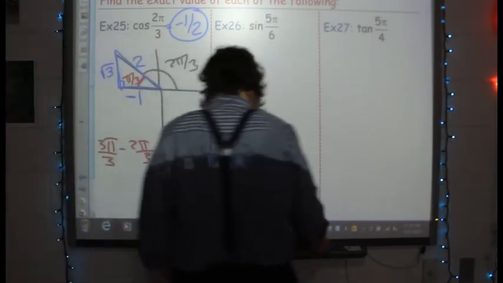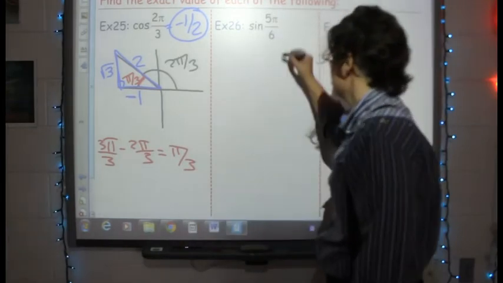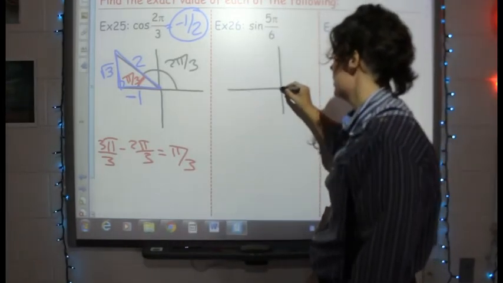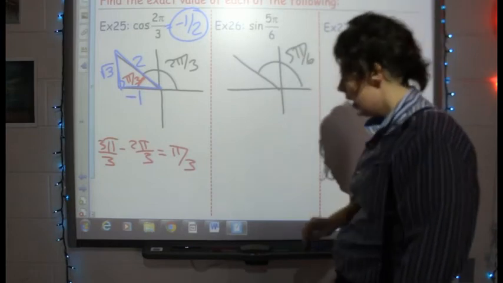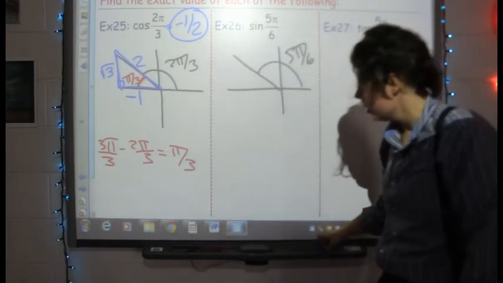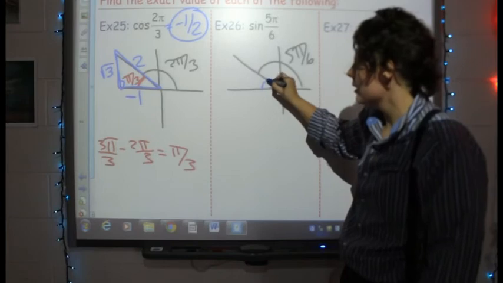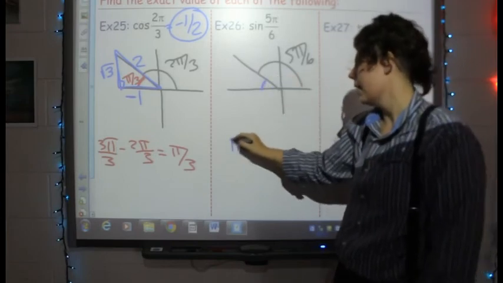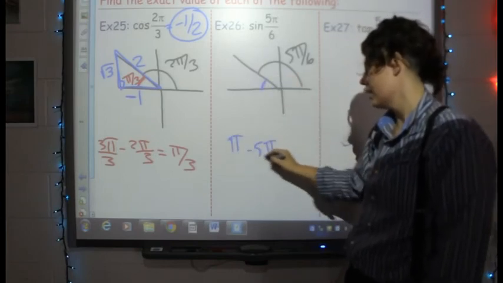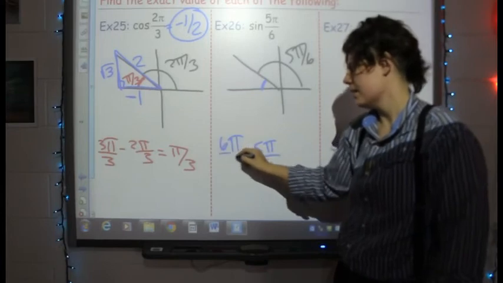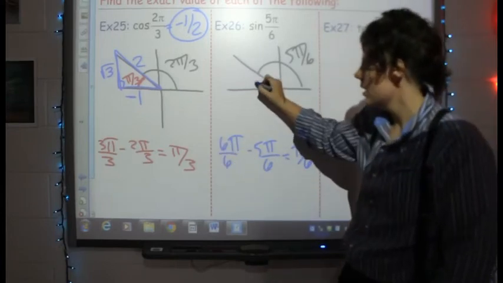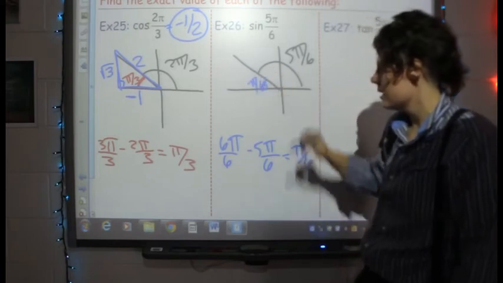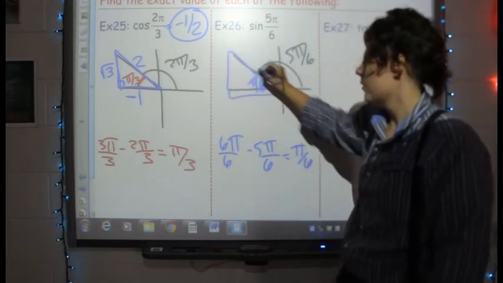Number 26 is also in the second quadrant. So here we are with 5 pi over 6. If I want my reference angle, I just subtract from pi, so I can say pi minus 5 pi over 6. Keeping in mind that pi is 6 pi over 6, my reference angle is pi over 6. So if this is pi over 6, I can make my right triangle here.